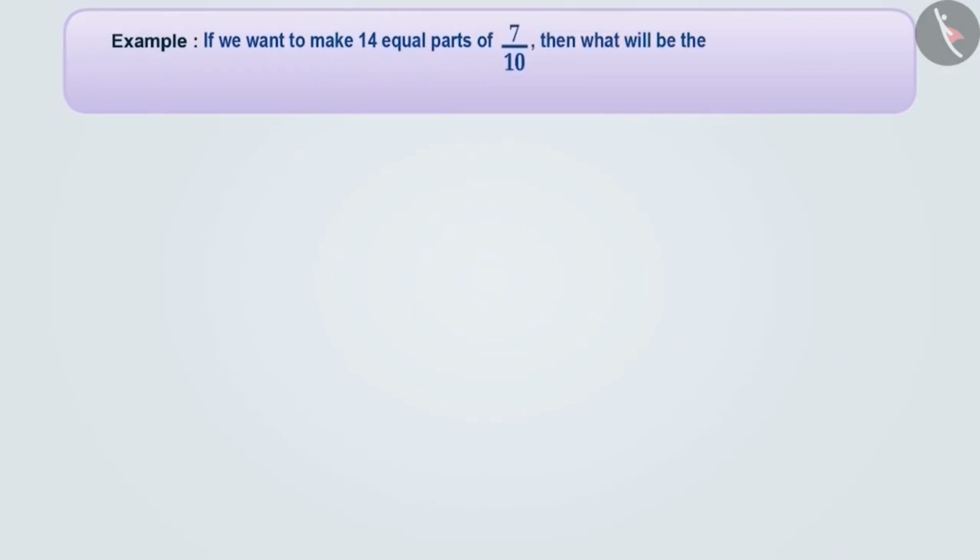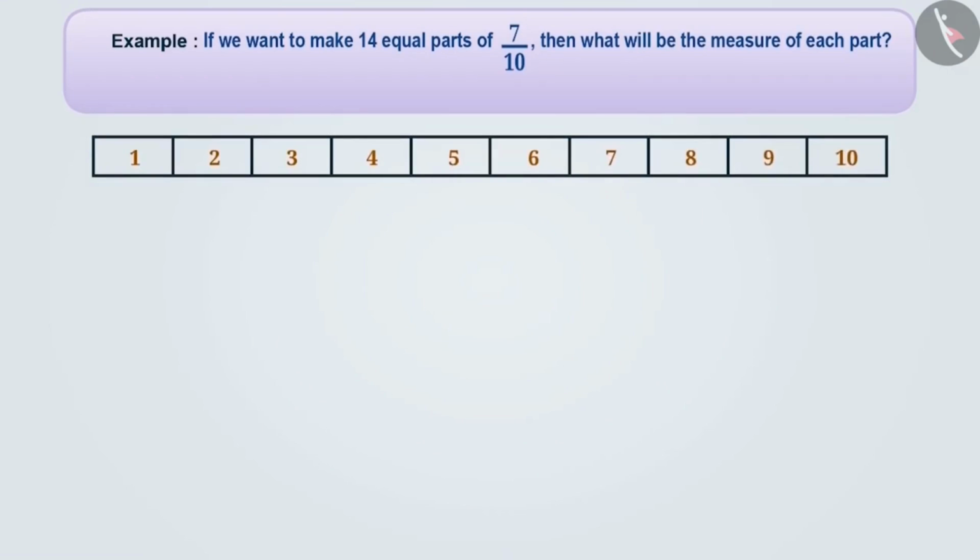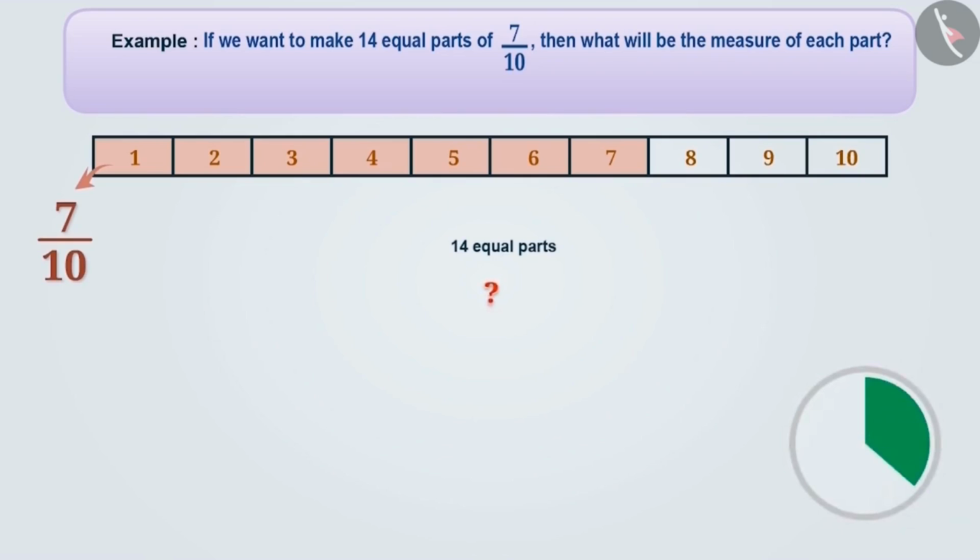If we want to make 14 equal parts of 7 by 10, then what will be the measurement of each part? Come, let's solve it. We have to make 14 parts of 7 by 10 and find the measurement of each part. So let's first make 10 equal parts of a strip and shade 7 of these. The shaded part denotes the fraction 7 by 10. Now can you guess how we will make 14 parts of the shaded part? Go on, give it some thought.